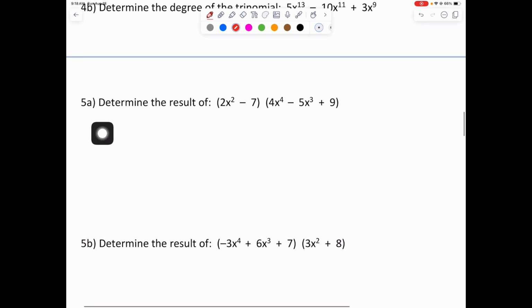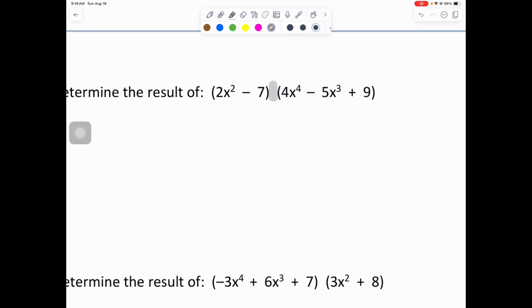All right, 5A, determine the result of 2x squared minus 7, 4x to the fourth minus 5x cubed plus 9. All right, we have a space between. There won't be so much of a space, I believe, on your review. Let me try to make that just a little bit smaller for us. That's usually a little tighter in between as I take the reviews and space them out a little more just to write.